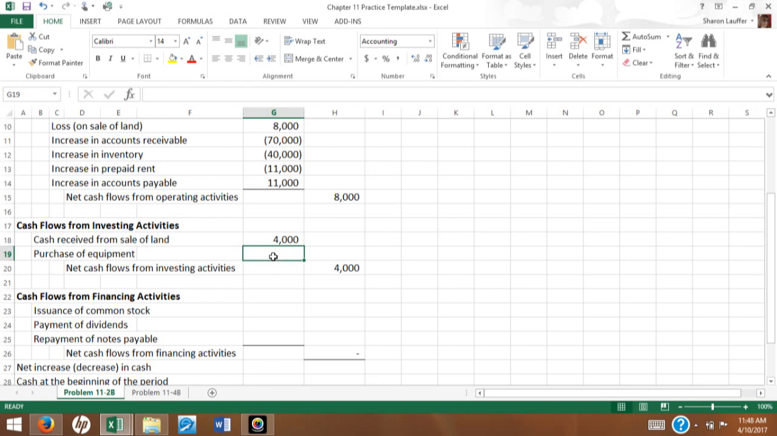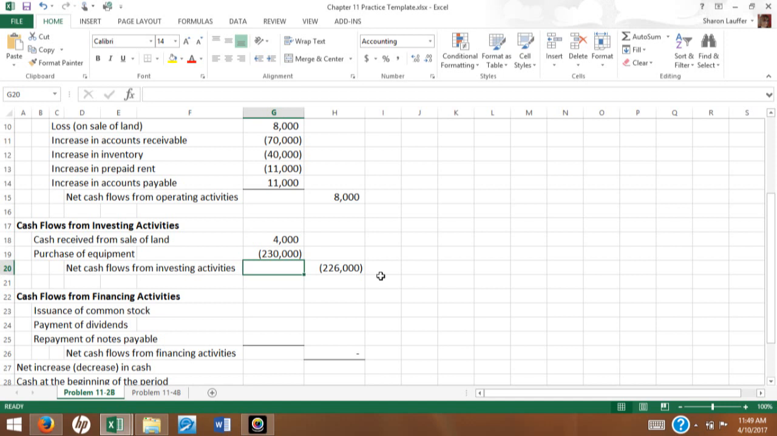So there's our cash received from sale of land, and we purchased equipment, and the instructions tell us we purchased $230,000 worth of equipment. So if we purchased equipment, that involves some payment of cash. Payments of cash are outflows of cash, so we're going to subtract that out because we actually paid out cash. So we're going to total those two items up, and we have $226,000 cash flows used in investing activities.